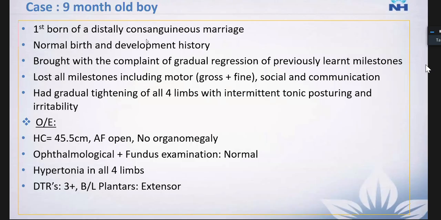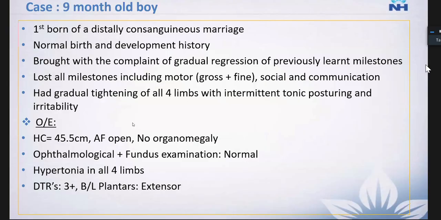When you see consanguineous marriage and regression of milestones which were previously normal, that indicates an ongoing white matter injury, which is not static like the sequela of a prior insult seen in HIE or hypoglycemic injury. You should be able to understand these clues when the child is brought to you for MRI reporting.